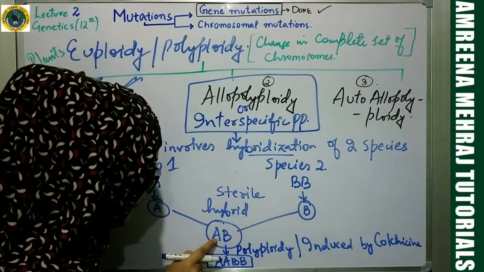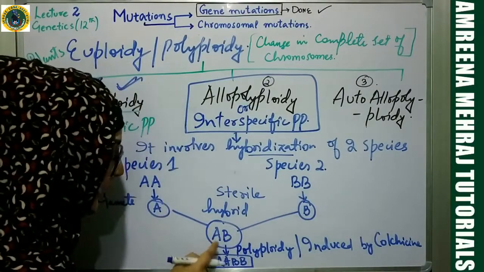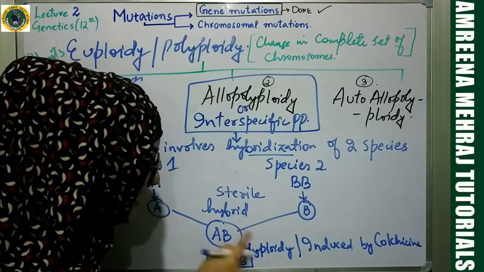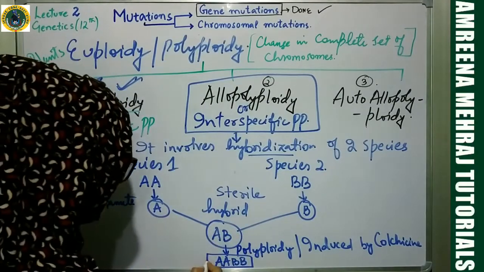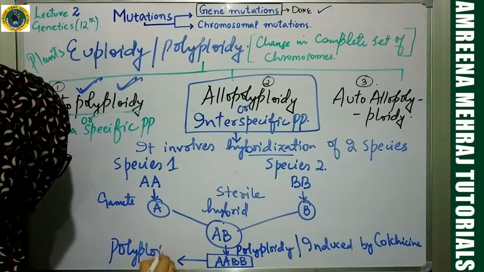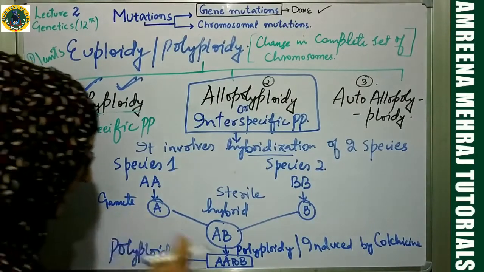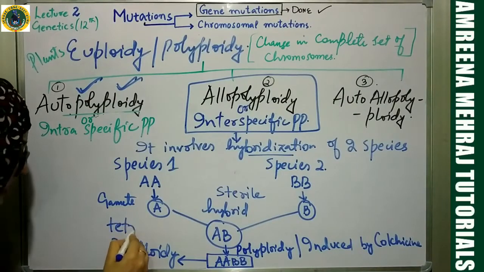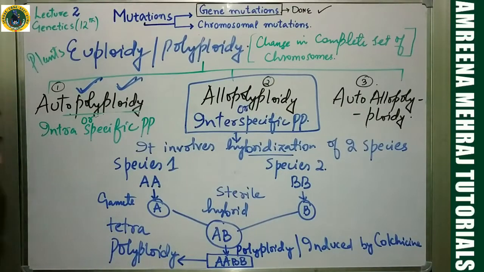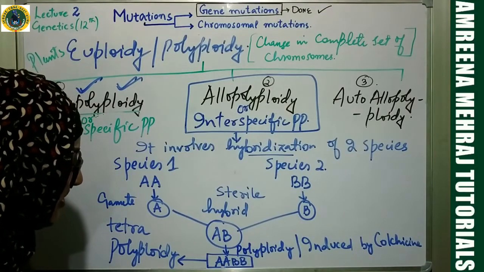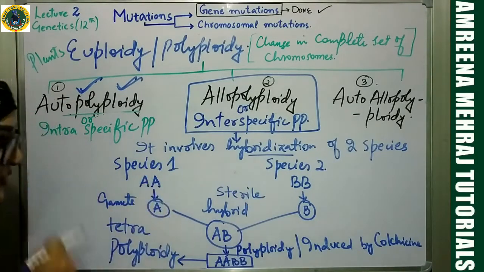So once if you will use this cell and you will apply colchicine to it, this will be converted into a cell which will be having two sets of A, two sets of B in the same cell. This is again what? Isn't it polyploidy? Again, you have 4 sets of genomes. So this is what? Tetraploidy. But in this case, you have how many species involved? Genome of how many species involved? 2. Species 1, species 2.